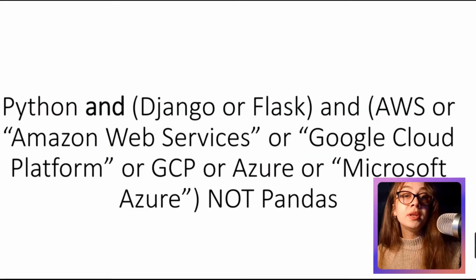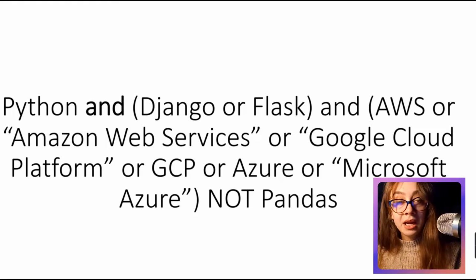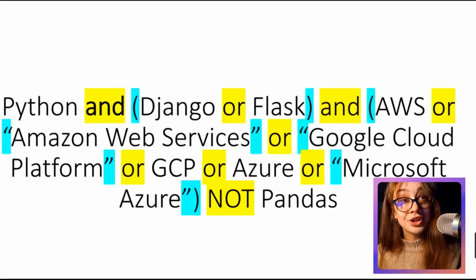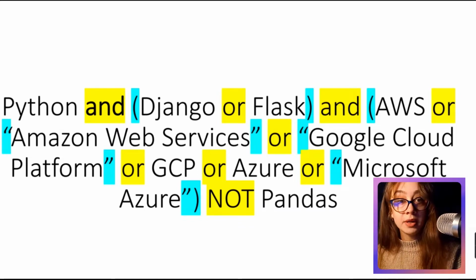What you see on the screen at the moment is a Boolean search for a Python developer that works mainly within web development. And as you see here, there are some words in terms of programming languages, frameworks, public cloud platforms, a library for Python, and a lot of connectors, which are and, or, and not, and at the same time some quotation marks and some parentheses.